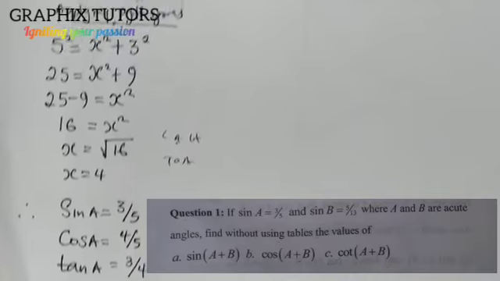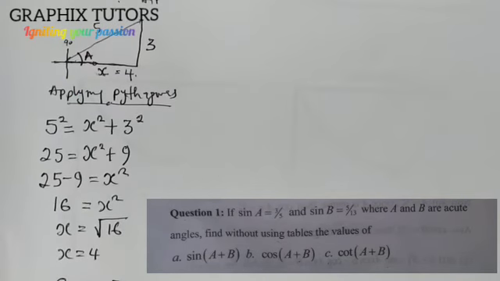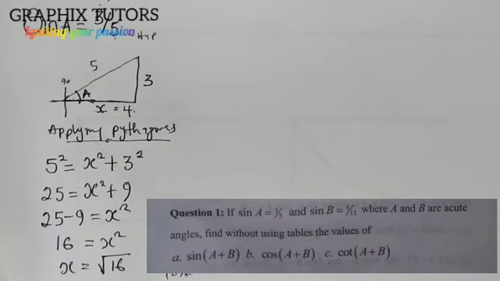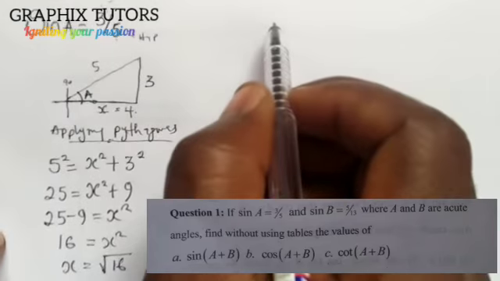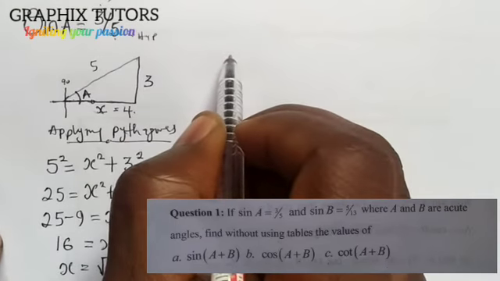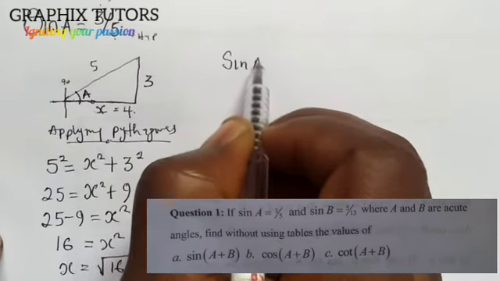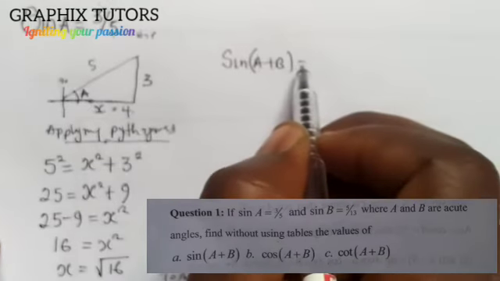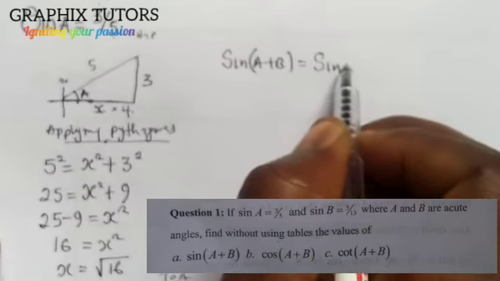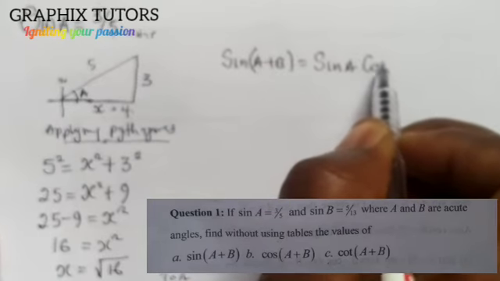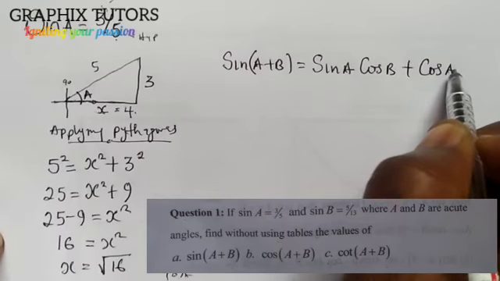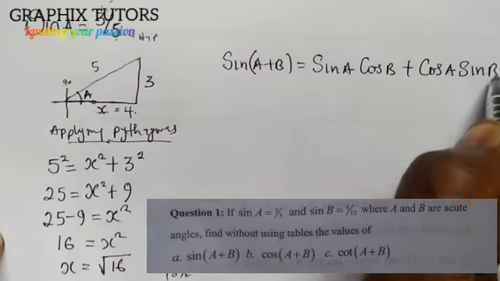And if you look at the question again in front of the screen, we are told to look for sine A plus B. Now if I'm looking for sine A plus B, sine A plus B is a compound angle, and if you expand, it gives us sine A cos B plus cos A sine B.